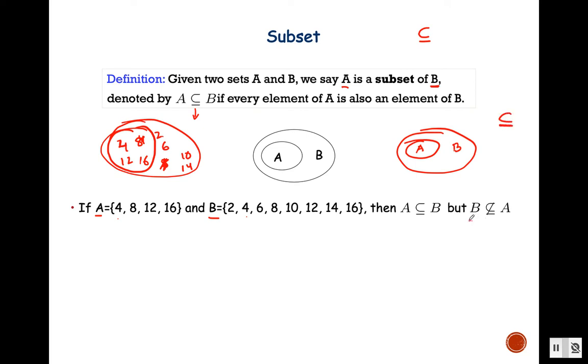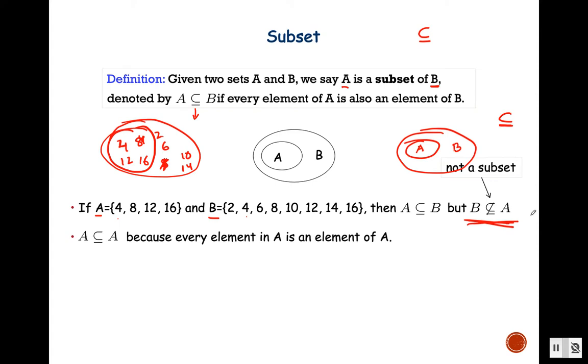Now what about B? Is B a subset of A or not? Every element of B is not an element of A. There are a few numbers like 2, 6, 10 and 14 that are not members of A. So B is not a subset of A.